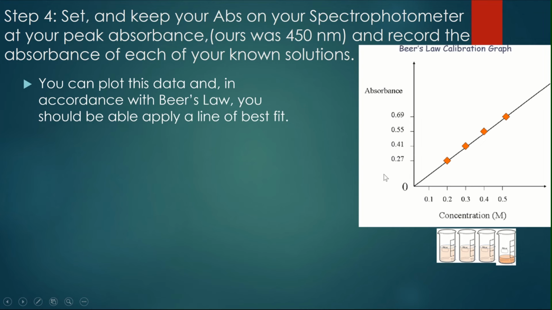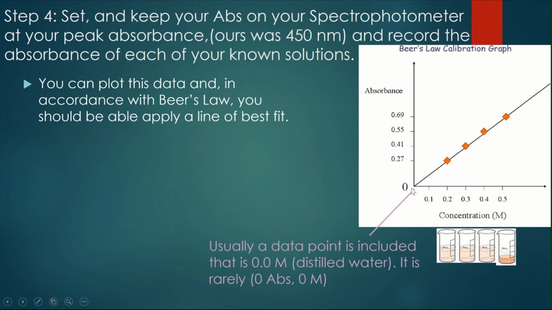Again, we recorded our data here, and we were able to plot the data and apply a line of best fit. Something to point out, this one goes through the origin at 0, 0. Oftentimes you won't have a 0, 0 origin. It is common to make a 0 molar solution. Think about that. That'd just be pure distilled water. Oftentimes, though, it still has some absorbance. There are still some minerals floating around. There are some things, even in distilled water, that shouldn't be, but there are. So you will oftentimes have some absorbance even at 0 molarity.